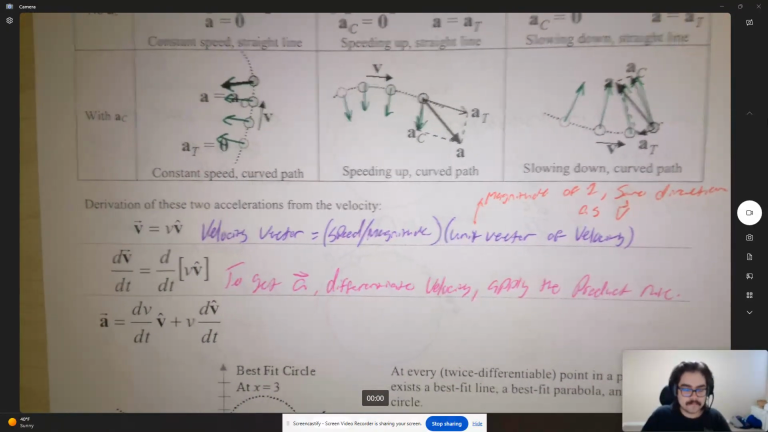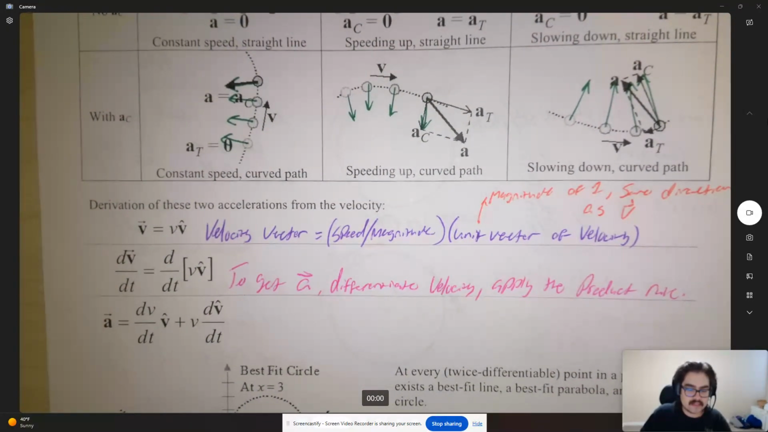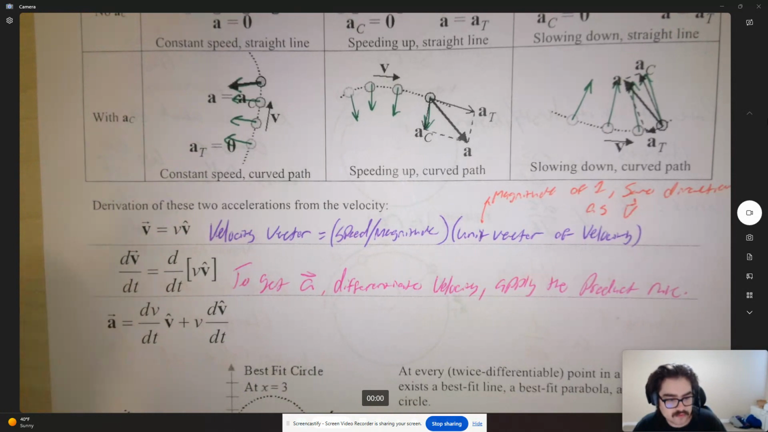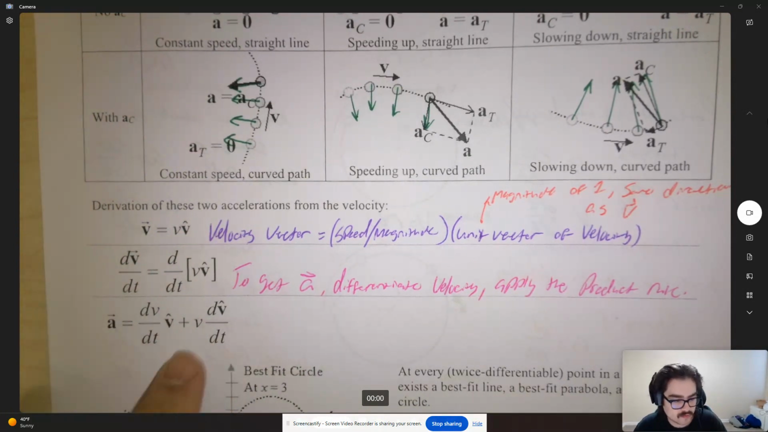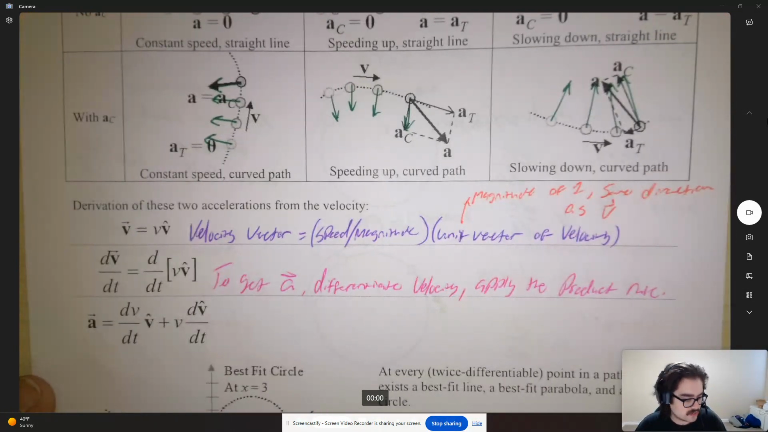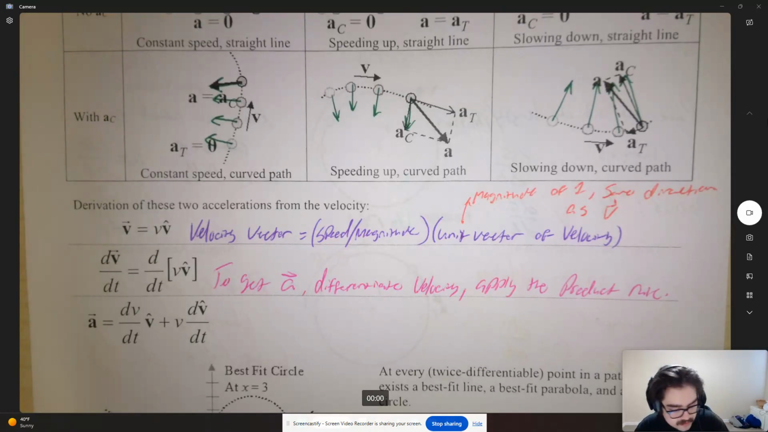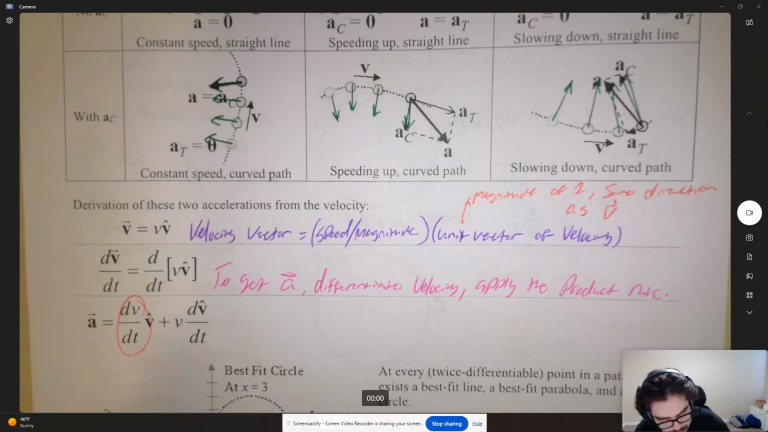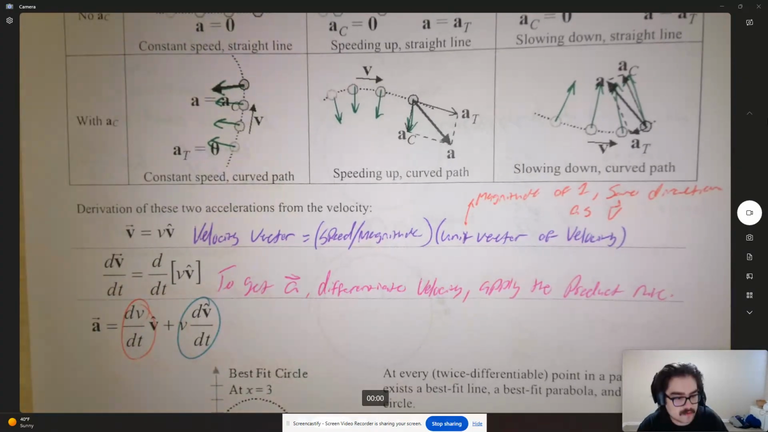Okay, so to get a, we take the derivative of velocity here. We're just taking the derivative. We do have to apply the product rule, which you're going to see down here in the last step. Now what's happened is I've got this first term and I've got the second term, and I'm going to break it down for you by both terms.